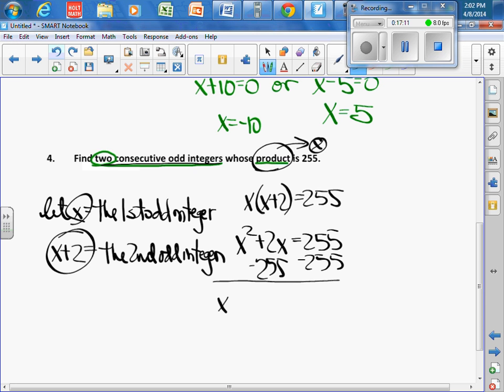So x squared plus 2x minus 255 is equal to 0. Well, now you have a quadratic that you're going to solve. You got the 0 on the right side. We're either going to factor it or use the quadratic formula. Well, it looks like we can probably factor this.